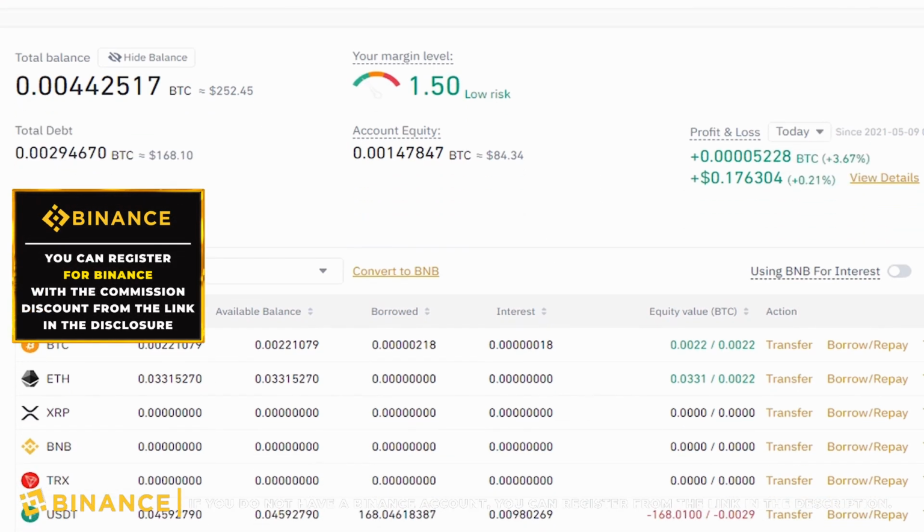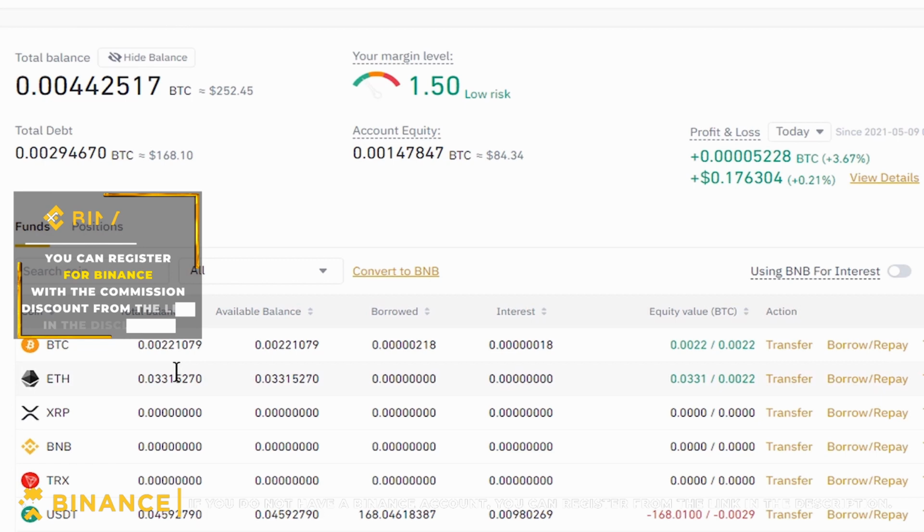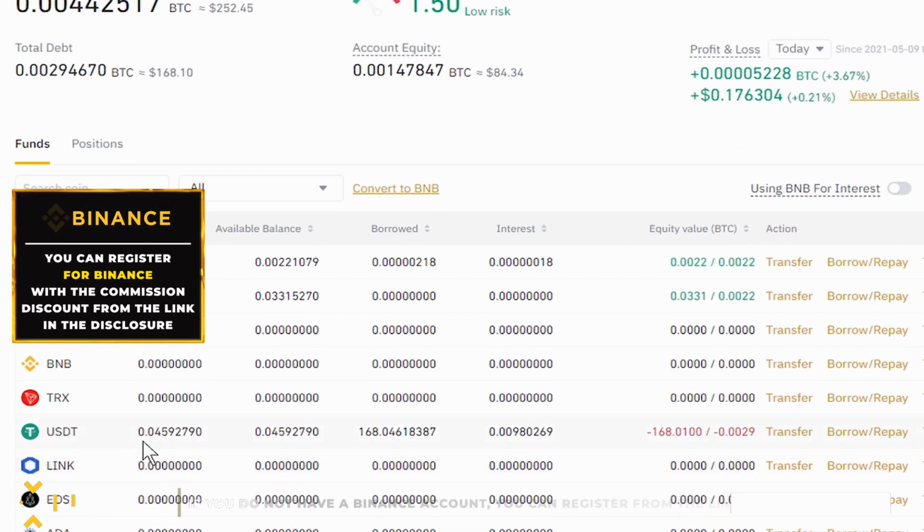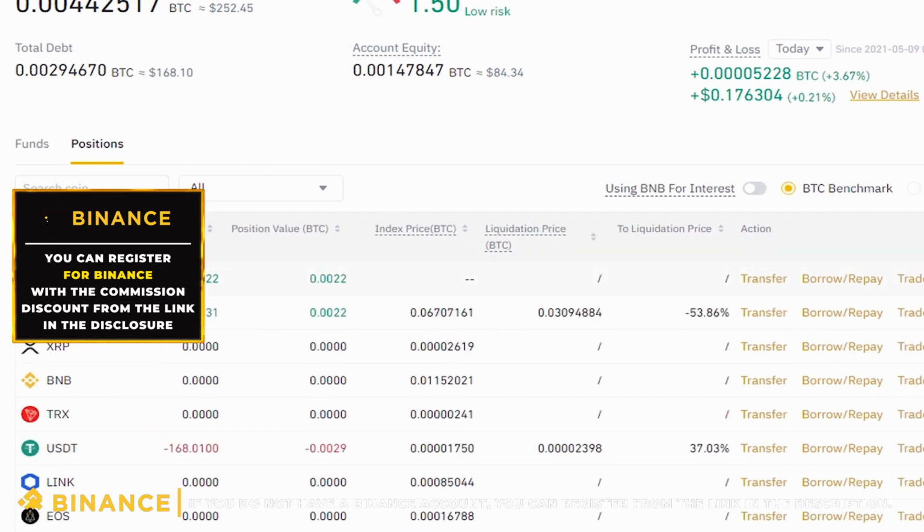Here in the funds tab, we have total balance and available balance for the coins. These two are what we just bought. And here in USDT, you see this is the amount that we borrowed and this is the interest that we must pay. Every 1 hour, it will be added to this amount. Here in the positions tab, it shows the positions that we have, BTC, ETH, and negative USDT, which means we must repay this amount of USDT.